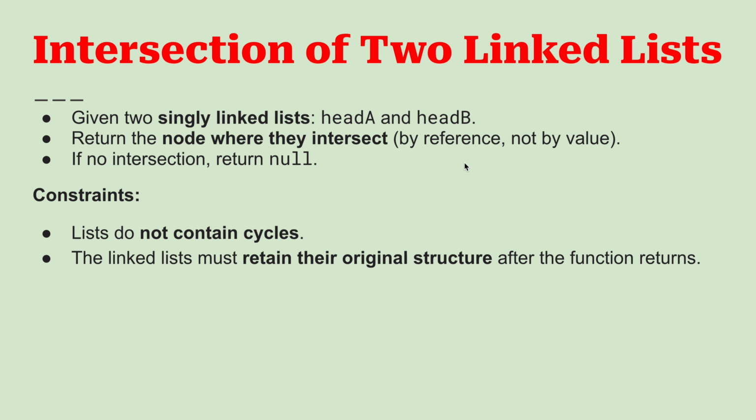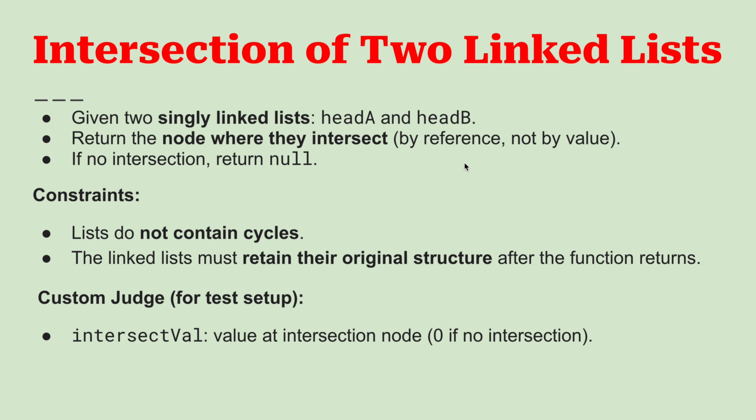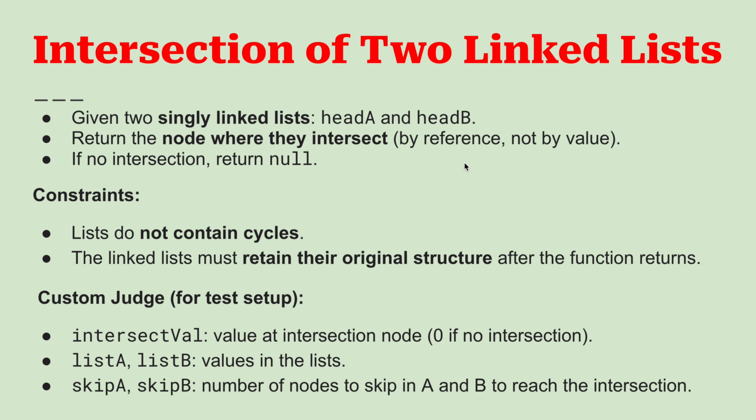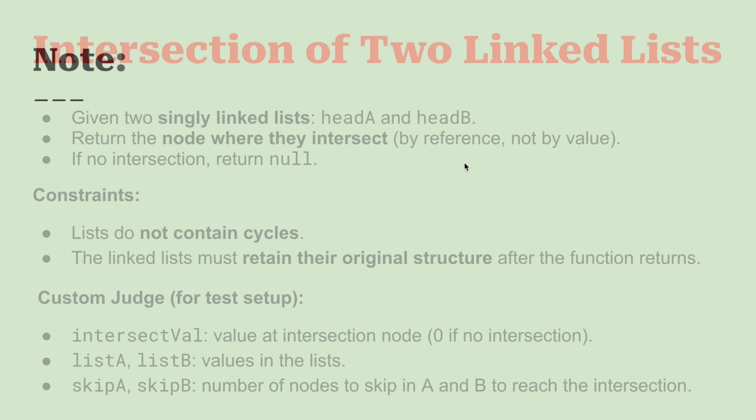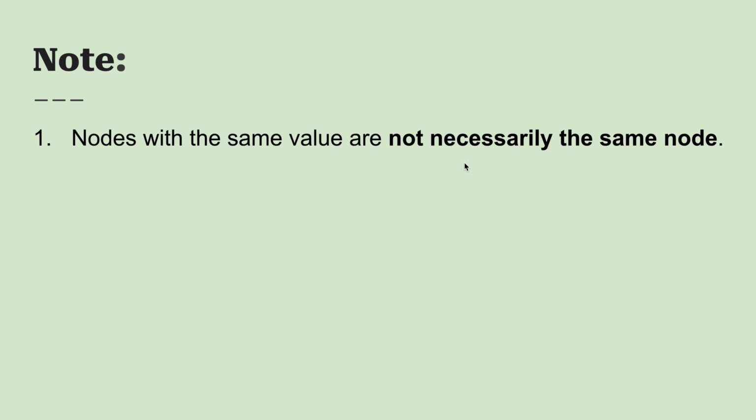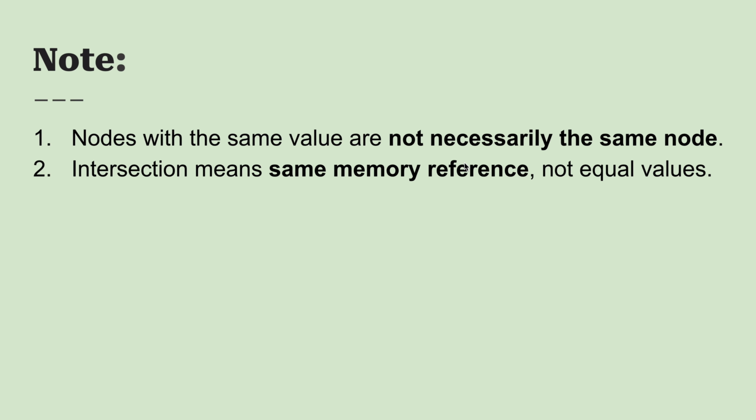Okay, so let's understand. There is also a custom judge for the test setup. You can go through the statement where we have been given intersectVal, meaning the value at the intersection node, 0 if no intersection happens. We are given list A and list B with the values in the lists, and there are also skipA and skipB, the number of nodes to skip in A and B to reach the intersection. And note that nodes with the same value are not necessarily the same node, right? The intersection means same memory reference, not the actual value. We have to keep these things in mind, okay?